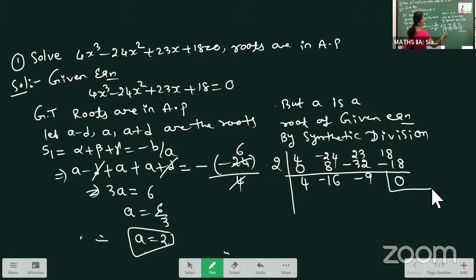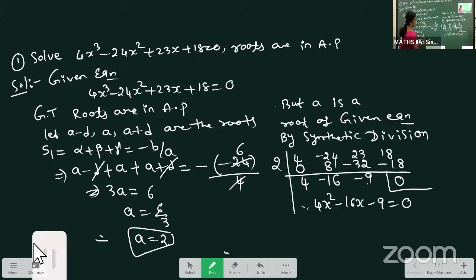Now whatever the values you got, convert into an equation. How to write into an equation? Last term is constant. Before that is the x term, then the x square term. So this can be written as 4x square minus 16x minus 9 is equals to 0. It is a quadratic equation. We have to solve it.